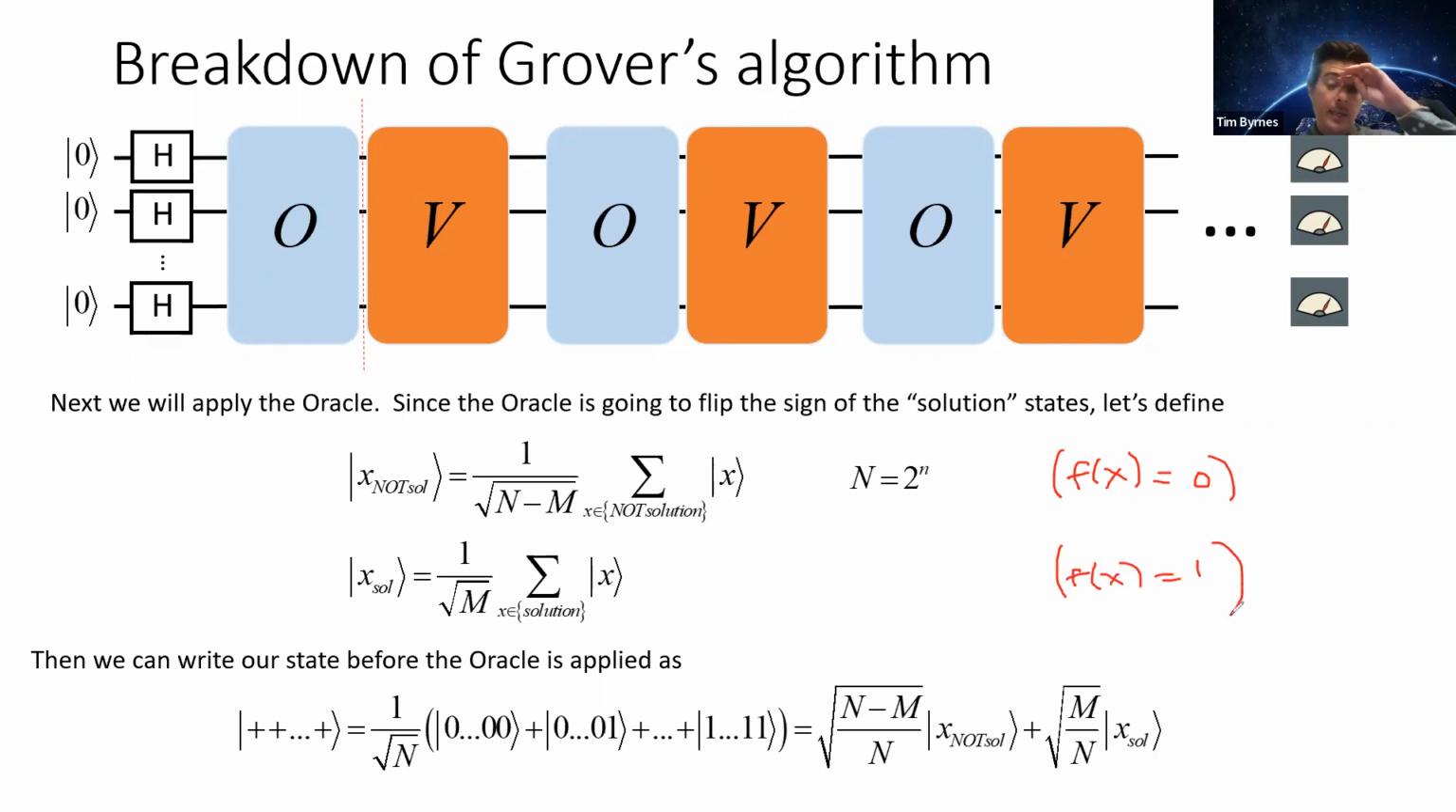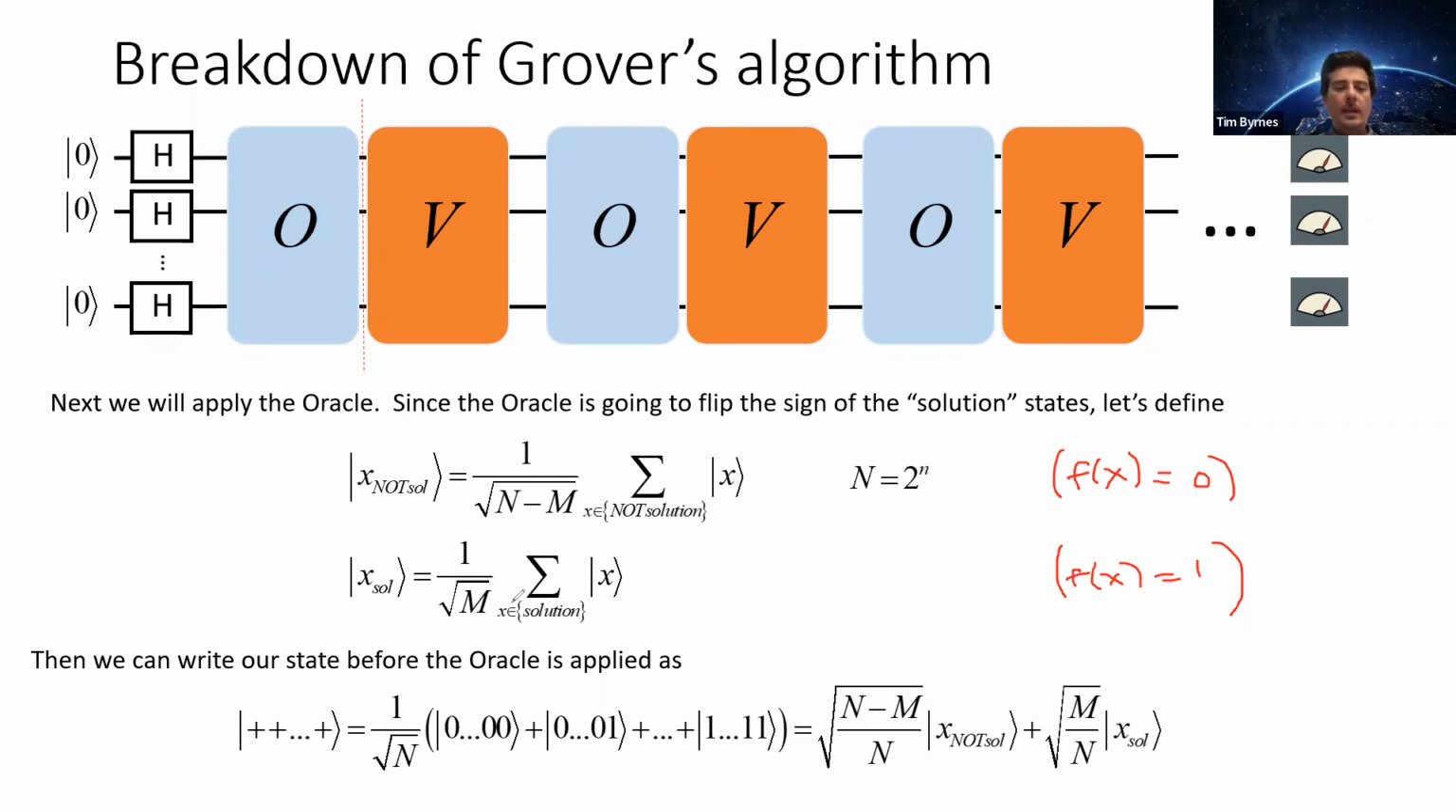And so we can normalize the state. Here's the normalization factor. The number of cases that are not in the solution: n is the total database size, and m is the number of solutions. So obviously the number of non-solutions is n minus m. This is why the normalization factor is like this. Over here, the number of solutions is just m, that's how we defined m. So the normalization factor is 1 over square root of m.